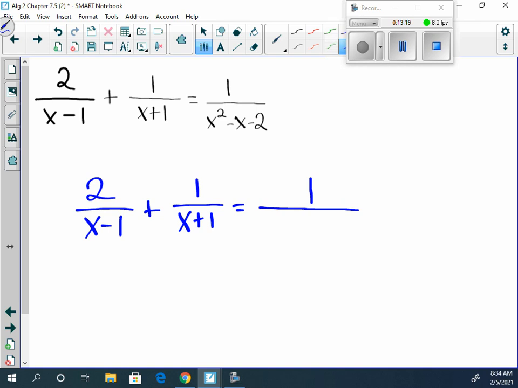Okay. So why didn't I write everything back there? Because I didn't write the x squared minus x minus 2. It can be factored, yes.